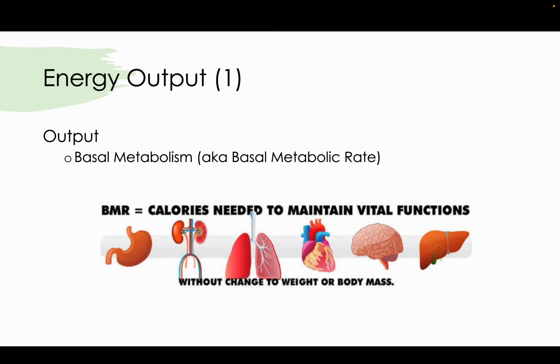Many factors do impact BMR, but the most important to remember is that people who have a lean body mass have a higher BMR, since lean body mass is more metabolically active than fat mass.